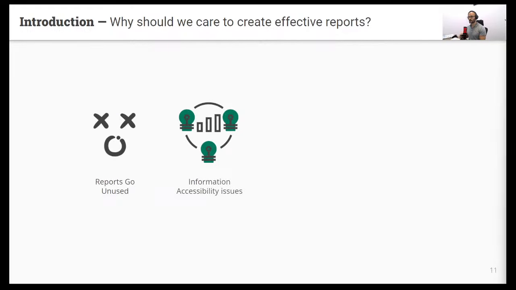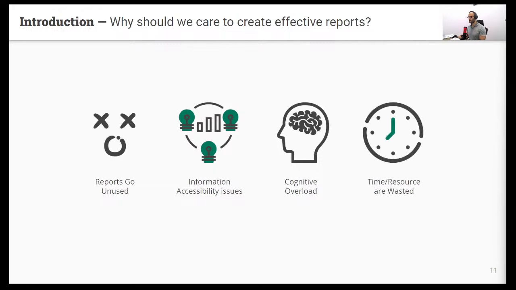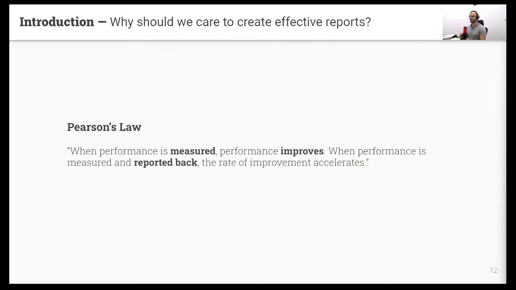It can lead to information accessibility issues in the reports. It leads to cognitive overload in these reports. We are wasting a lot of time and effort and resources into this, and at the end it's decreasing engagement in the user. Now, why should we care about this? Well, when we measure, performance improves according to Pearson's law. But when we also report the feedback, the improvement accelerates.